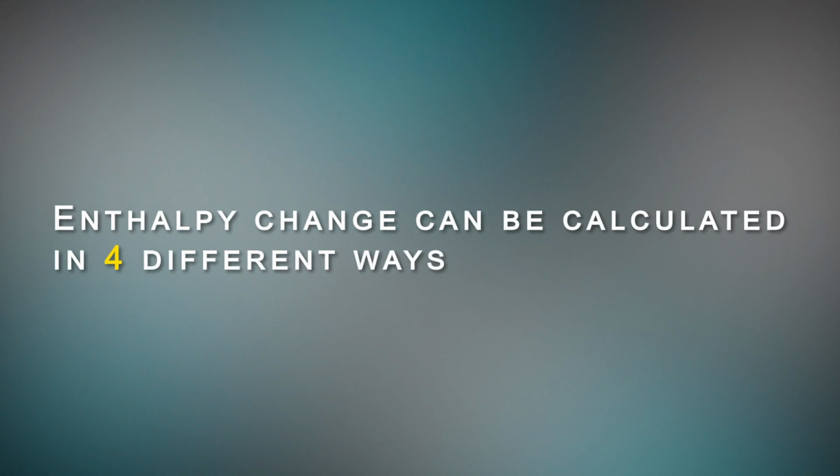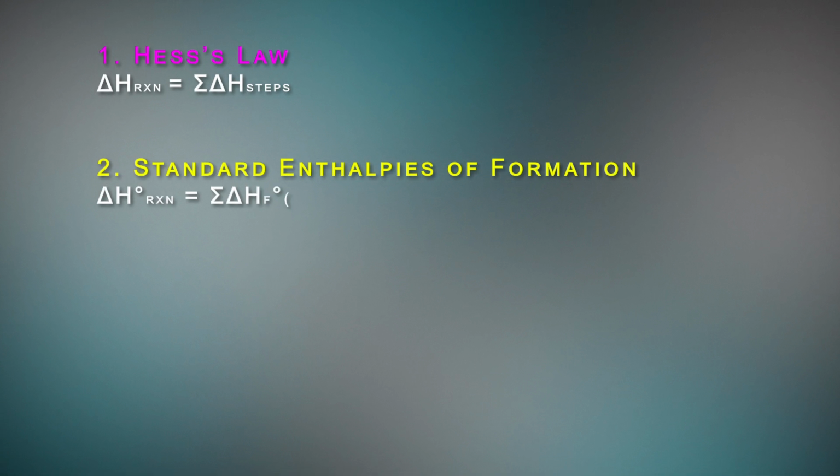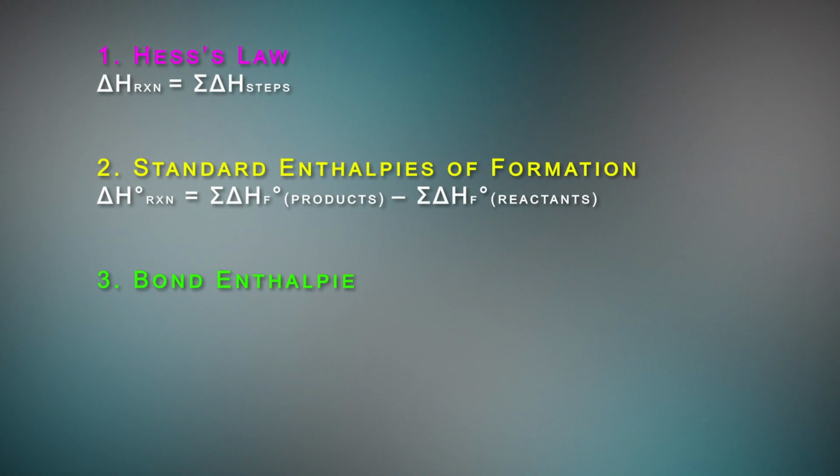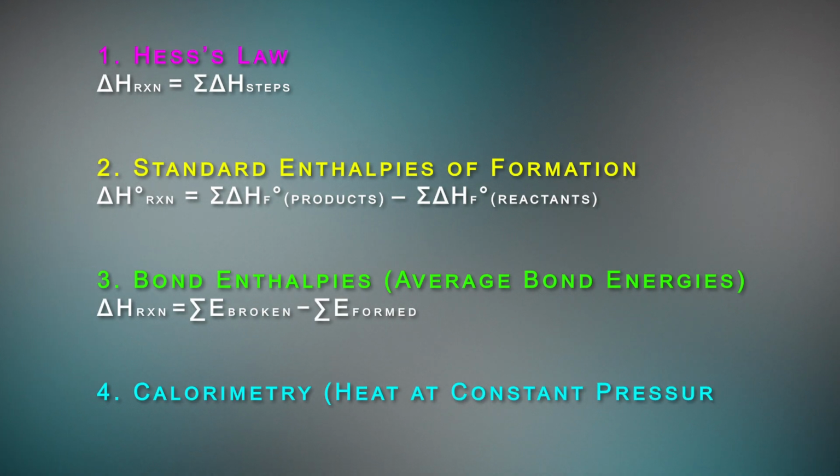Enthalpy change can be calculated in 4 ways. 1. Hess's law. 2. Standard enthalpies of formation. 3. Bond enthalpies. 4. Calorimetry.